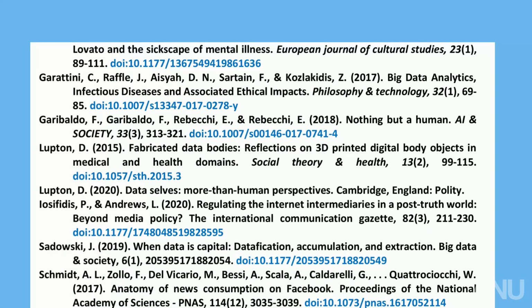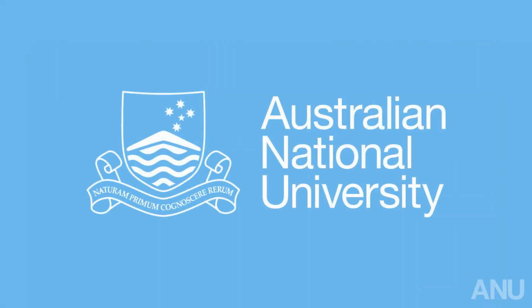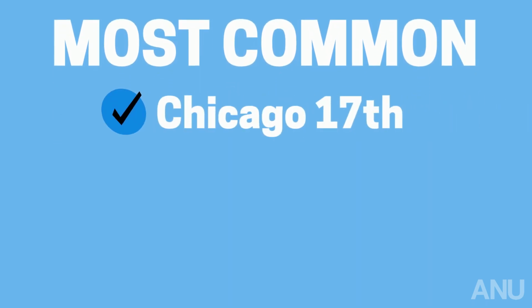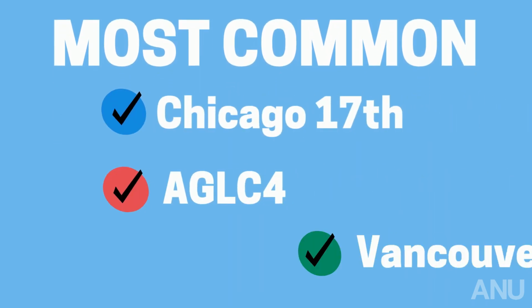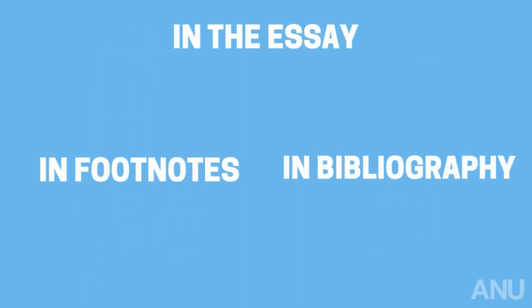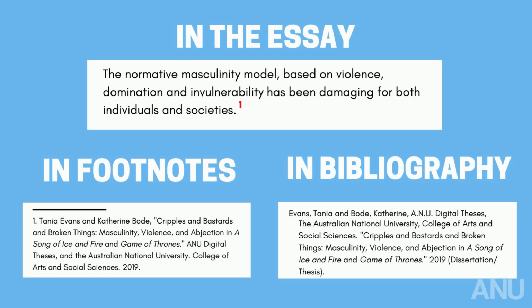At the Australian National University, each division and faculty has its own stated citation style preference, the three most common footnoted ones being Chicago 17th, AGLC and Vancouver. Check with your lecturer or supervisor if you are at all unsure. When you see a footnoted reference, it will look something like this.